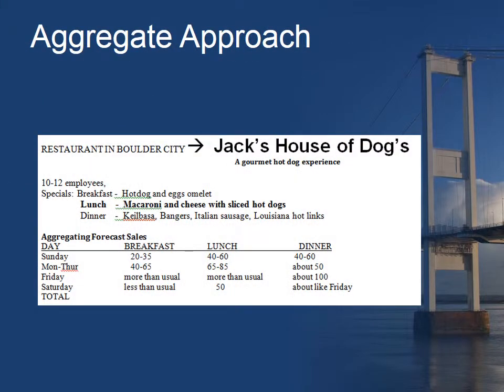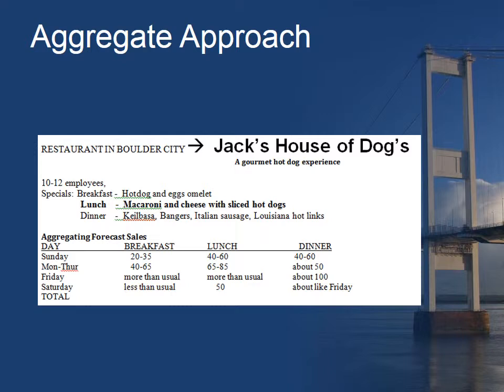All right, so what I have here is the famous Jack's House of Dogs, a new product, a new restaurant, and we're trying to estimate what the sales will be for this new restaurant. All right, and so what I have here is an aggregating approach. So I can estimate how many meals I will serve each day of the week, and you can see, Sunday is 25 to 35, lunch is 40 to 50 to 60, dinner is 40 to 60.